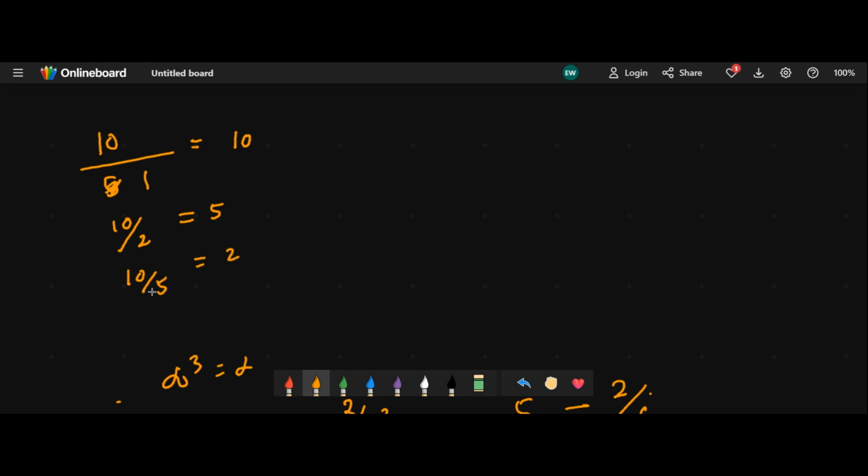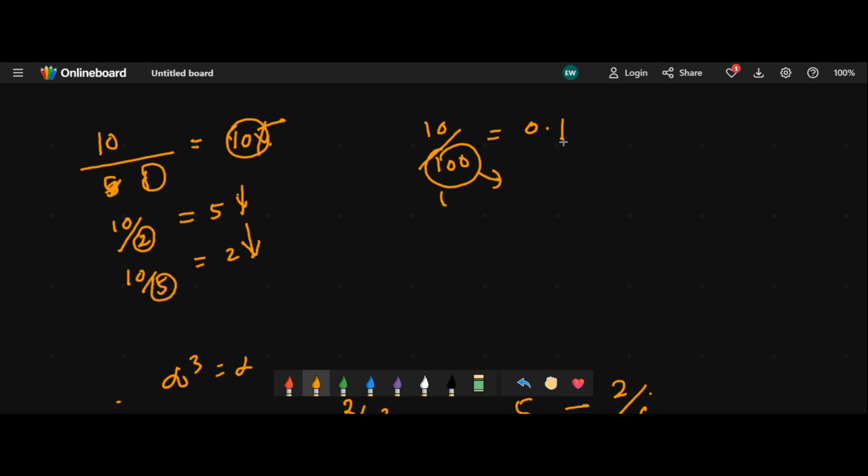So when you increase the divisor, the result is reducing. You see here, this number is reducing. 10 divided by 100 is 0.1. In the start it was 10, 10, 5, 2, and it was reducing. So if you increase this number step by step, the answer will go towards 0. It will be getting near 0.